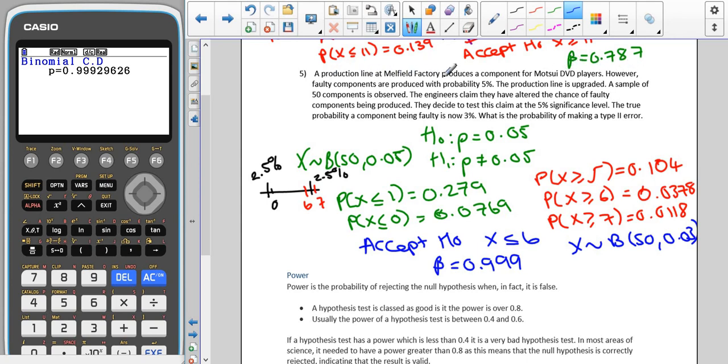For this last one, we have a production line at Melfield factory that produces a component for Matsui DVD players. However, faulty components are produced with a probability of 5%. The production line is upgraded. A sample of 50 components is observed. The engineer claims that they have altered the chance of a faulty component being produced.